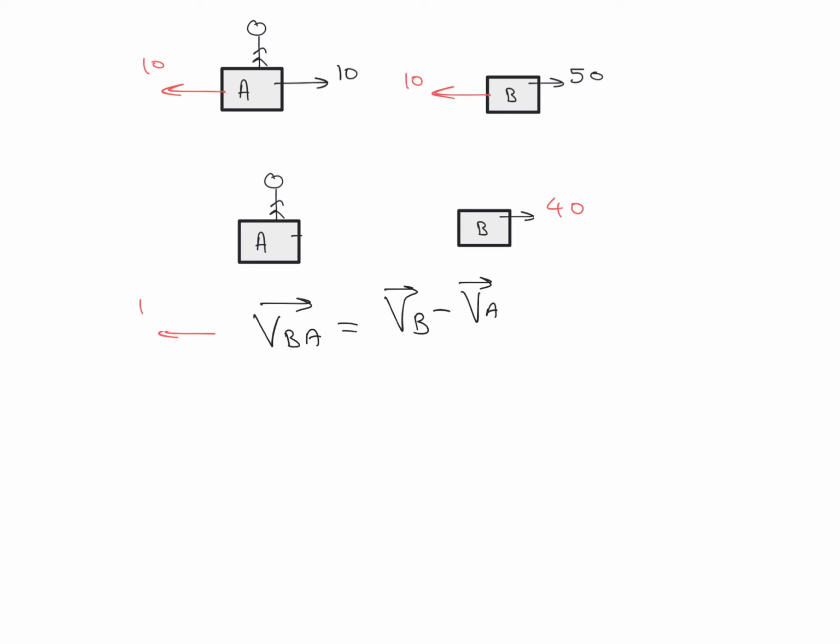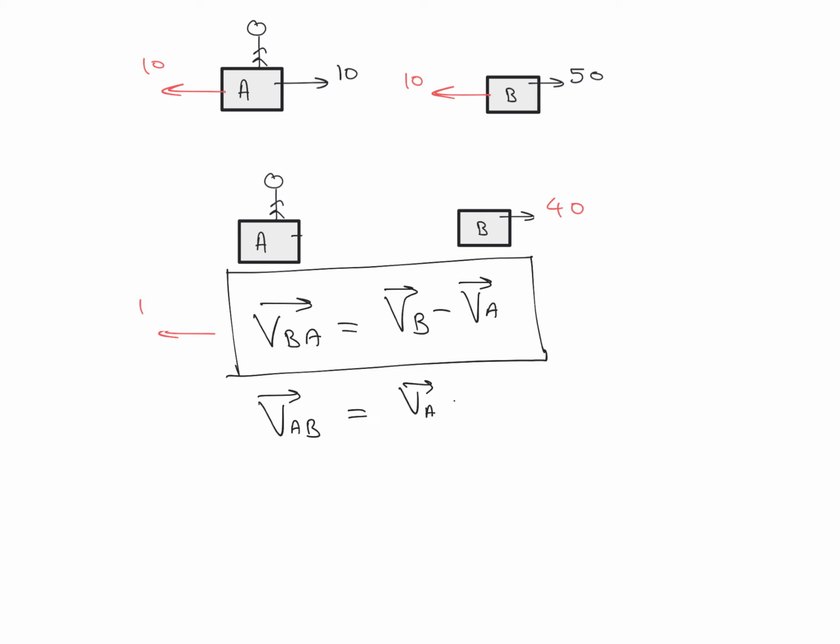The velocity of B with respect to A is known as its relative velocity. For calculation purposes, we use only this equation: velocity of B with respect to A is velocity of B minus velocity of A, or velocity of A with respect to B is velocity of A minus velocity of B. Remember that it's a vector quantity, so we should always go for vector subtraction.